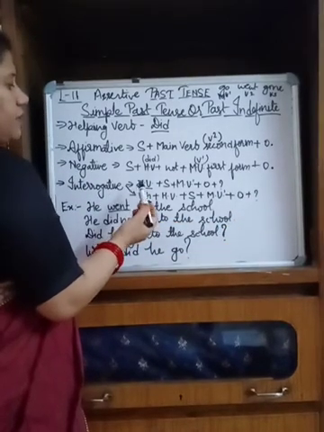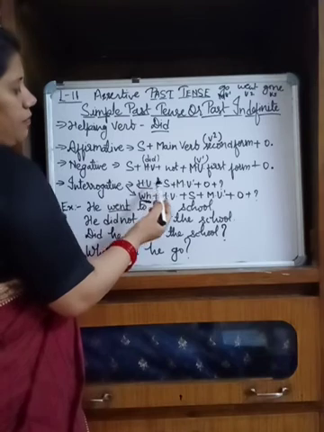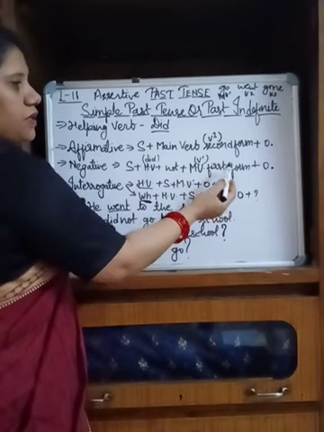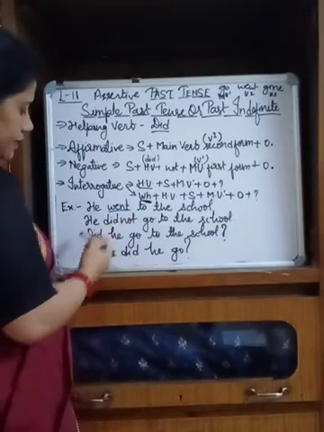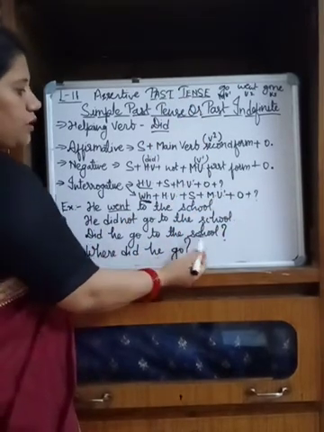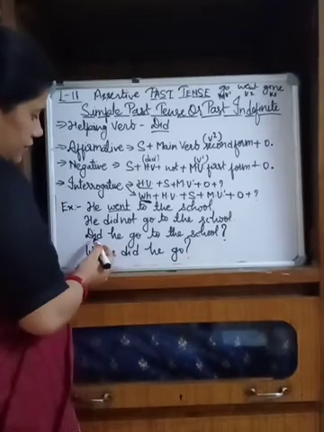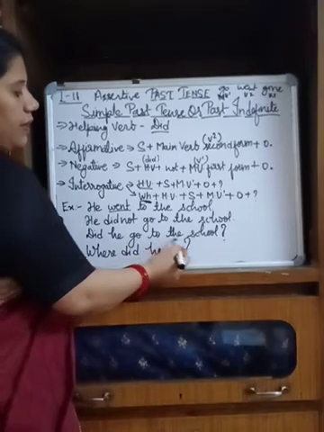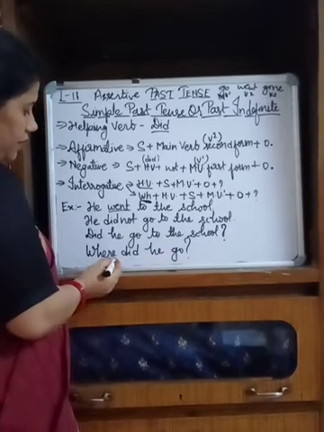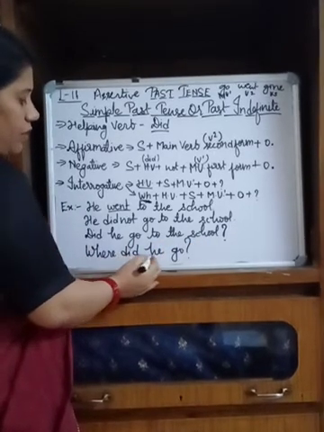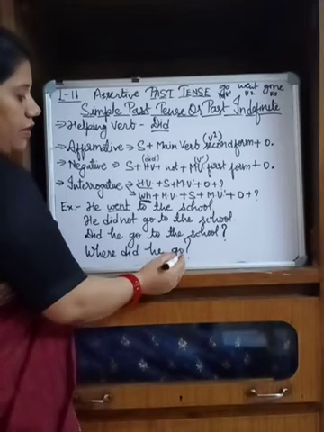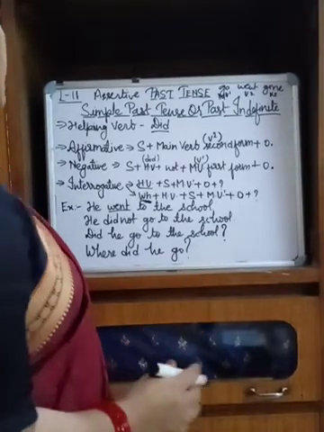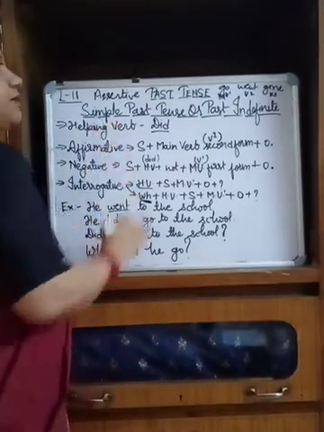If the sentence starts with the helping verb, then the helping verb plus subject plus main verb, first form of the main verb, plus object, plus the question mark. See the example. Did he go to the school? Here this is the helping verb, subject, main verb in the first form, and then the object. WH word, where, helping verb, did, subject, he, and then the main verb. This is the overall structure of the sentence in a simple past tense.